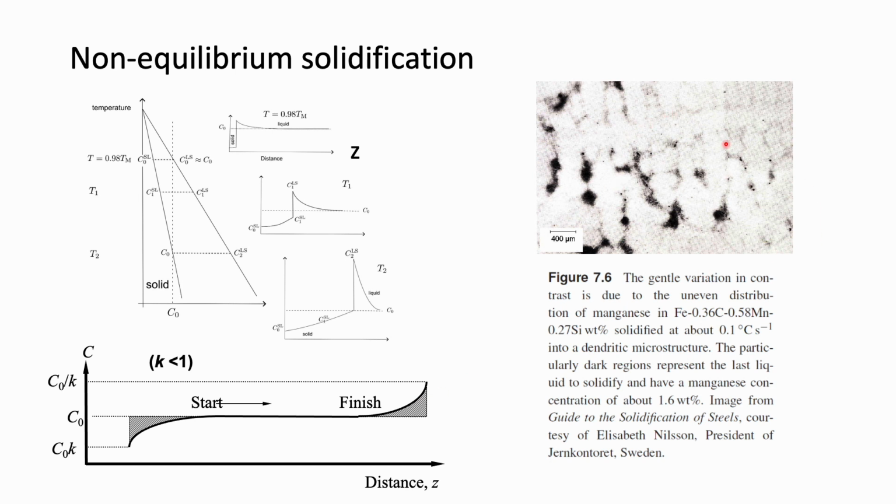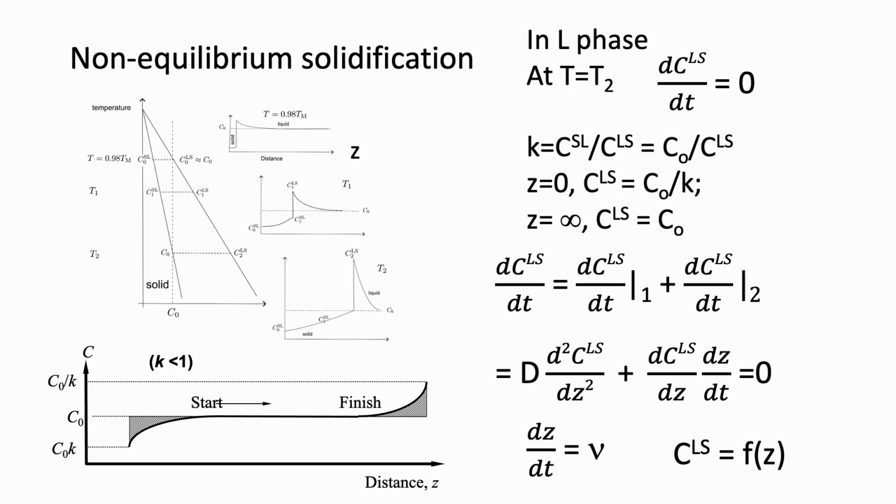We're talking about some iron-based alloys. The average composition for Mn is 0.58, but in reality, near grain boundaries, which is the final part of the solidification, you may get a very high concentration. Link with the figure on the left side. Now, same figure, also we try to understand more.